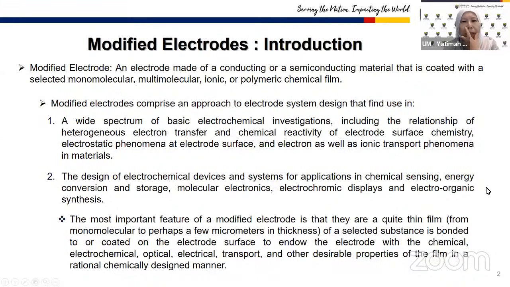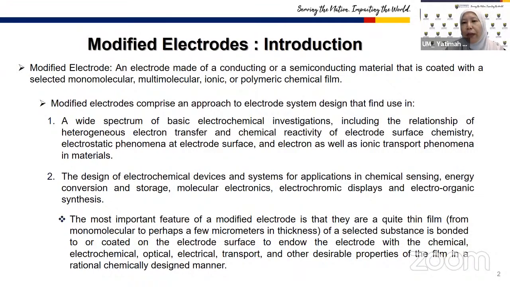Okay, we go through a bit of introduction because this is very important for us to understand. We know that in the first session we went through different types of materials that can be used. But basically the most important characteristic is that the material must be conductive or semiconductive, so that it can be used on top of our modified electrode.